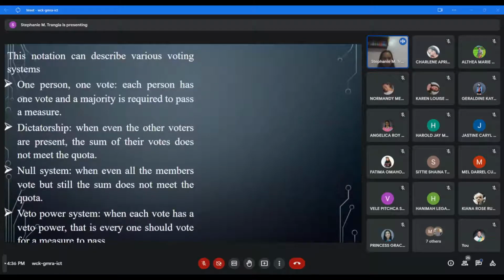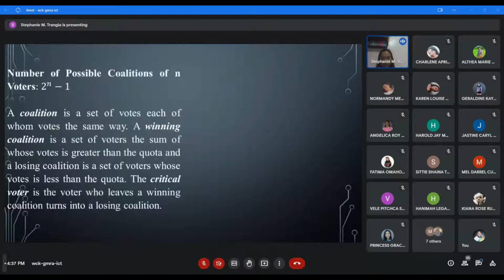Dictatorship is when, even if the other voters are present, the sum of their votes does not meet the quota. A null system is when, even if all the members vote, the sum still does not meet the quota. And then a veto power system is when each voter has veto power, that is, everyone should vote for a measure to pass.